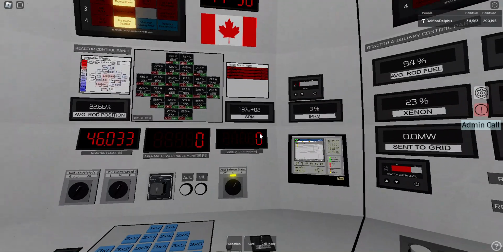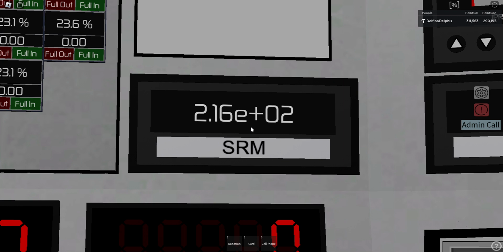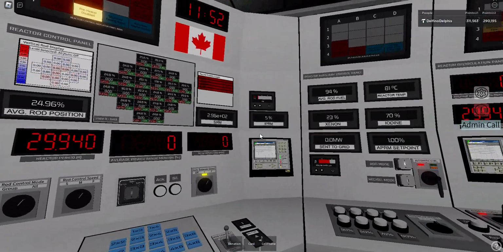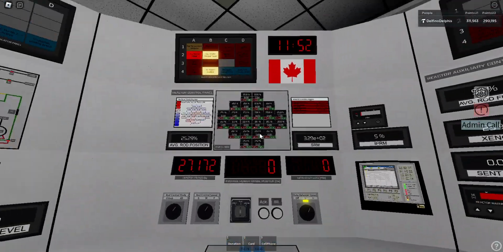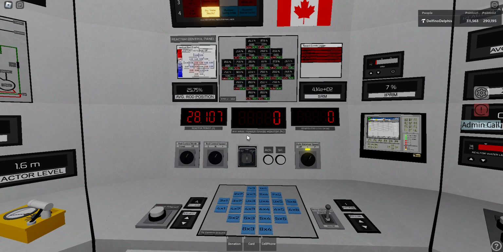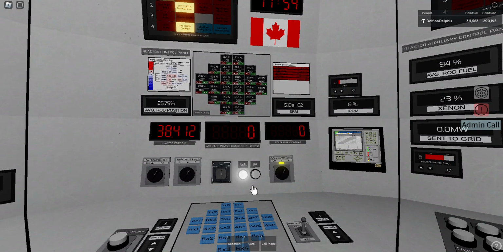For very low powers, we use this source range monitor. It doesn't really show us anything, just counts of neutrons, which is hard to relate to anything, but you can see it's rising. So that's okay. In a moment we'll switch to IPRM. Okay. So you can see I went below 30 seconds, so I have an alarm. I can acknowledge it now.